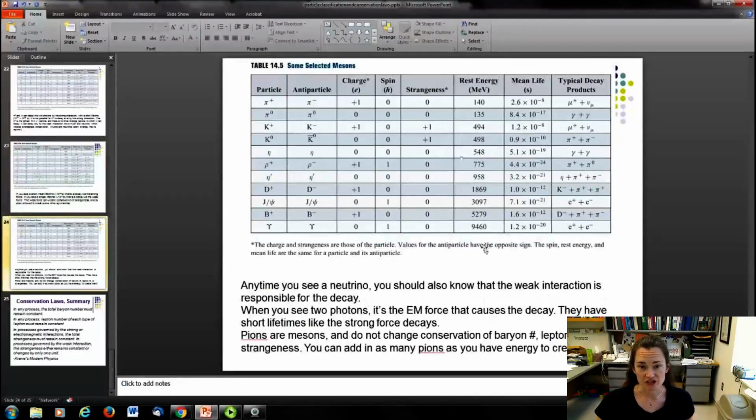Again, here's the chart. Anytime you see a neutrino, you know weak interaction is responsible for the decay. If you see 2 photons, it's probably the electromagnetic force that's causing that decay, and they have those short lifetimes like the strong force decays. Pions or mesons, they don't change conservation of baryon number, lepton number, or strangeness. So you're going to see lots of pions in these charts. You can actually add in as many pions as you want as long as you have the energy necessary to create them. So that's kind of an interesting little factoid about the pion.